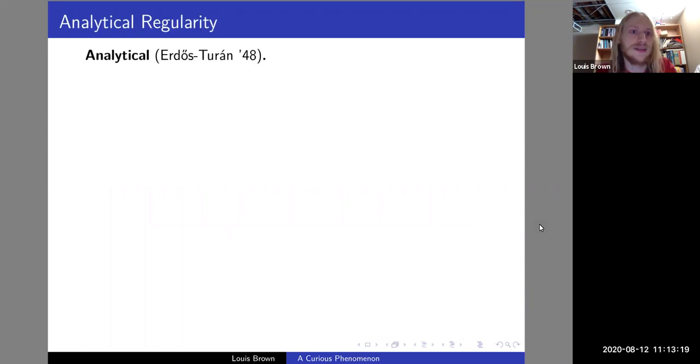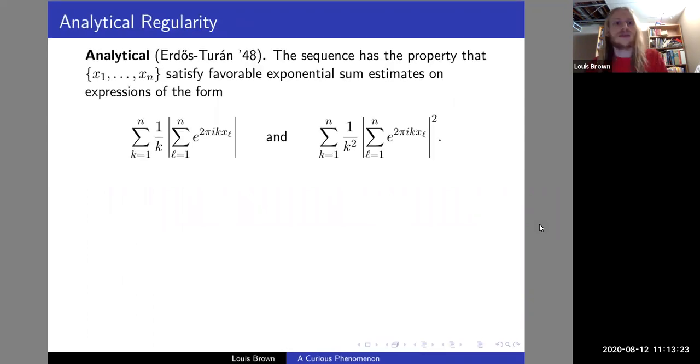Okay, then we have an analytical definition coming from Erdős-Turán, which is that we want the sequence to have the property that the first n terms satisfy favorable exponential sum estimates on expressions of the form sum of 1/k, sum of e^(2πi k x_l), and sum 1/k² times the sum of e^(2πi k x_l) squared.